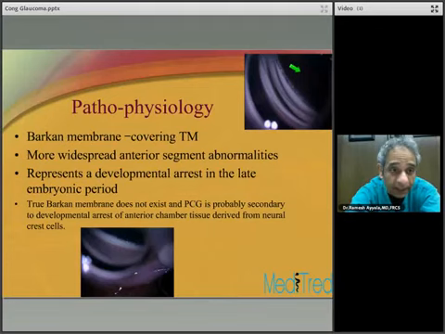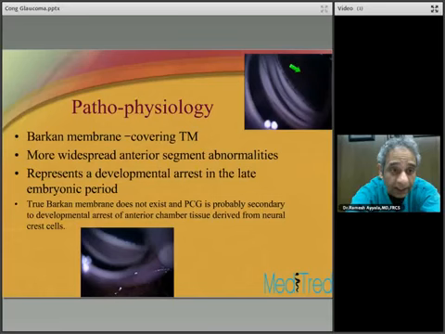Now it is believed that the true Barkan's membrane does not exist, and the primary congenital glaucoma is probably secondary to developmental arrest of anterior chamber tissue derived from neural crest cells. This Barkan's membrane as such has never been identified.